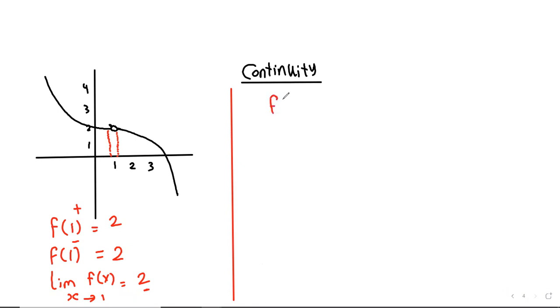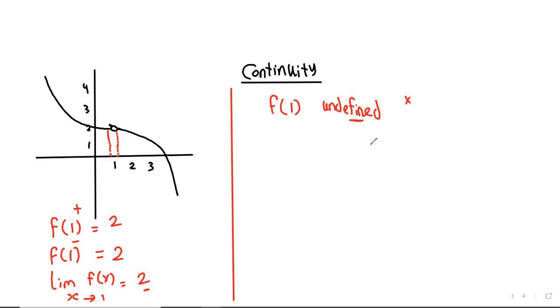Because f of 1 is undefined. If we moved here from 1, what is the value? There is no value for 1. So f of 1 is undefined. Okay? So this function is not continuous.